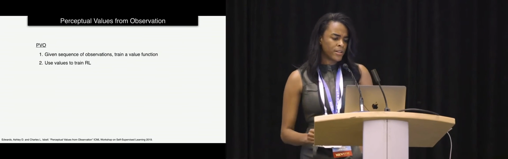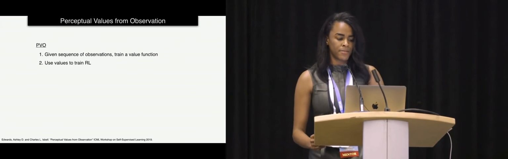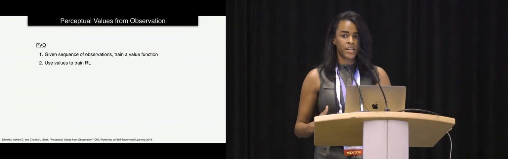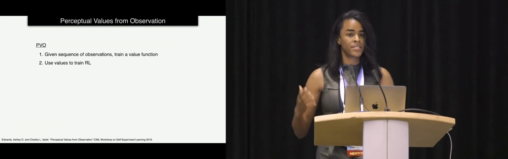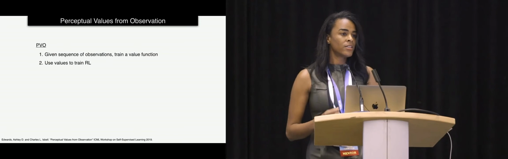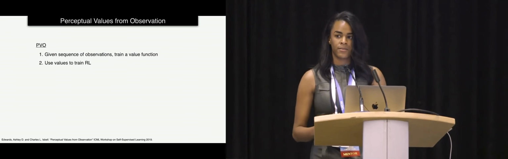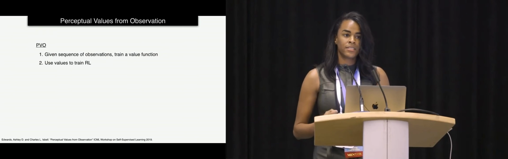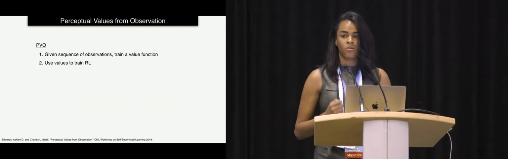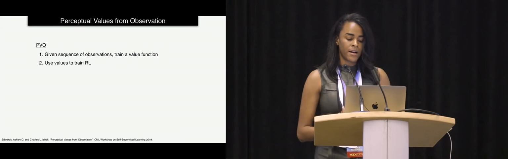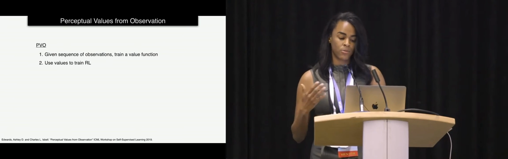So the first work that I'm going to talk about is perceptual values from observation. So in this approach, given a video or a sequence of state observations, we're going to try to learn a value function. And then using that value function, we're going to train a reinforcement learning agent. But the important thing to note is now we're learning a value instead of a reward function, which will give us more of a shaping signal in order to train our agent more quickly.